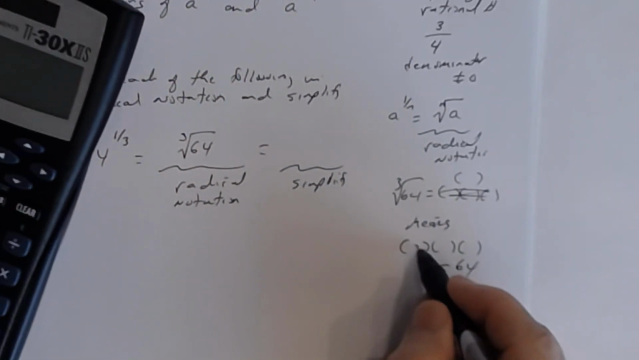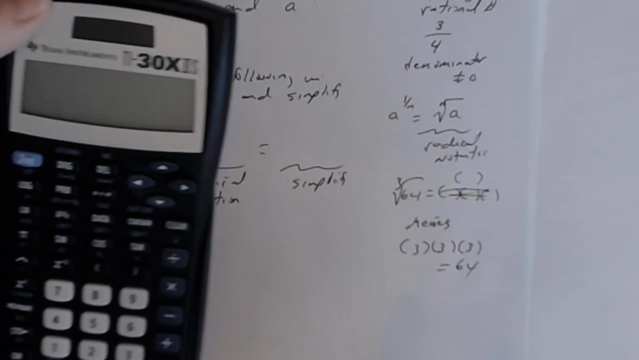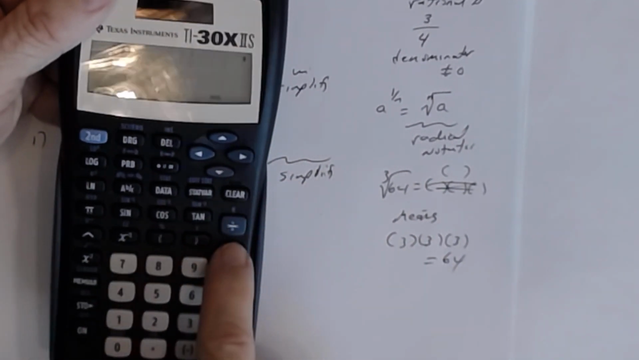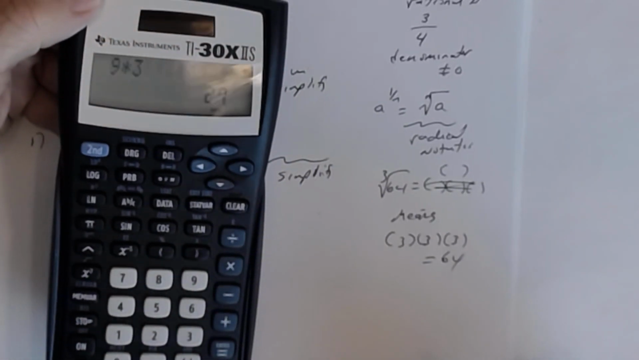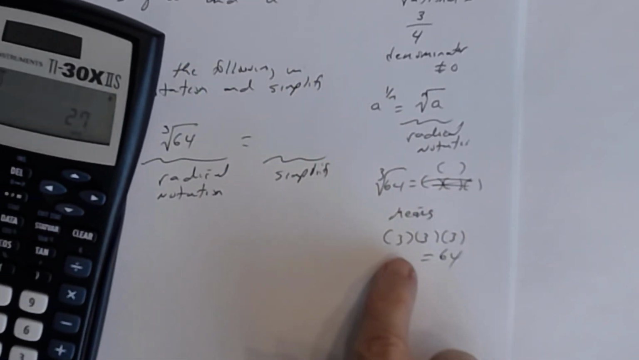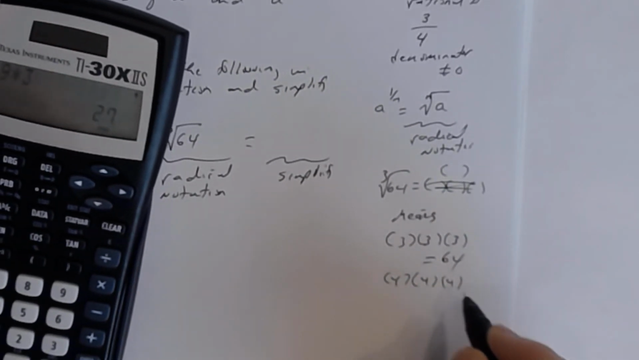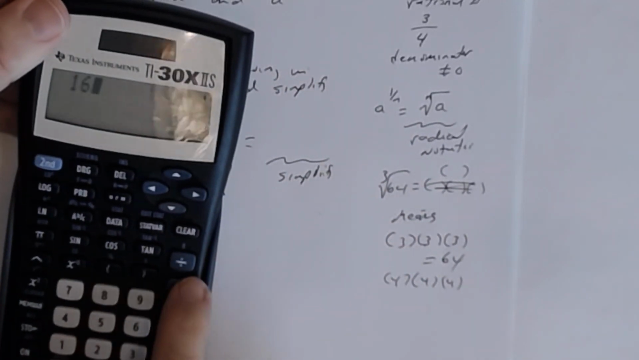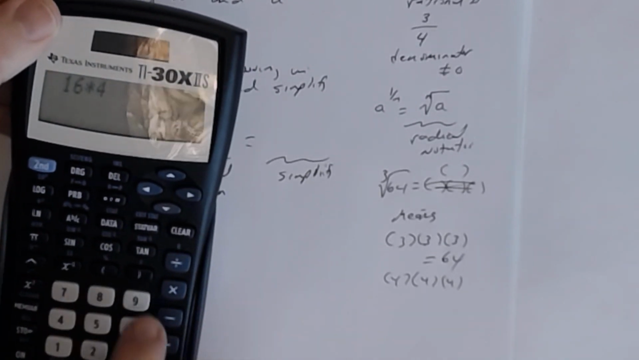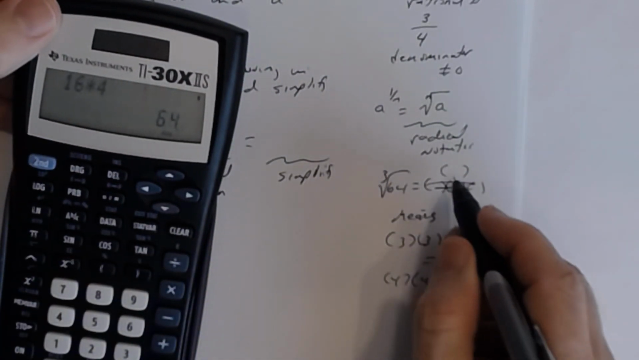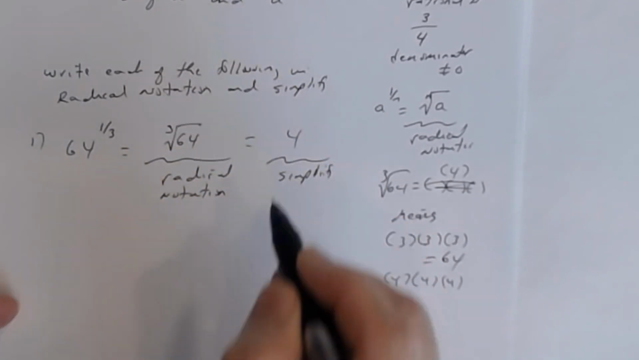Okay, so let's try 3 times 3 times 3 and see if that works. 3 times 3 is 9. 9 times 3 is 27. So that didn't work, right? So let's try 4 times 4 times 4. 4 times 4 is 16. 16 times 4 is 64. So the answer is 4. So that is the answer.